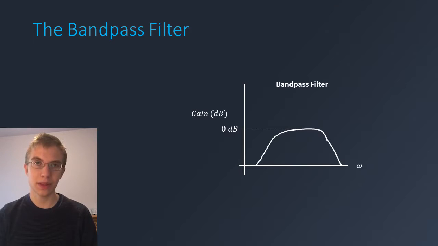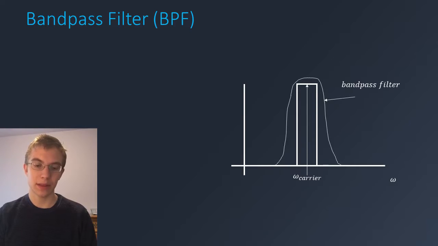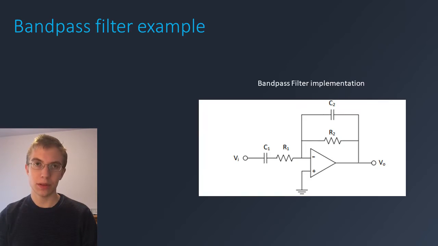The frequency of the received signal depends on the carrier frequency of the radio station. Around this carrier frequency, there exists a bandwidth which would contain a modulated voice signal, for example. In practice, the bandpass filter extends just beyond this bandwidth of the desired signal around the carrier frequency. An example is shown on the slide of a transistor circuit that performs this bandpass function.